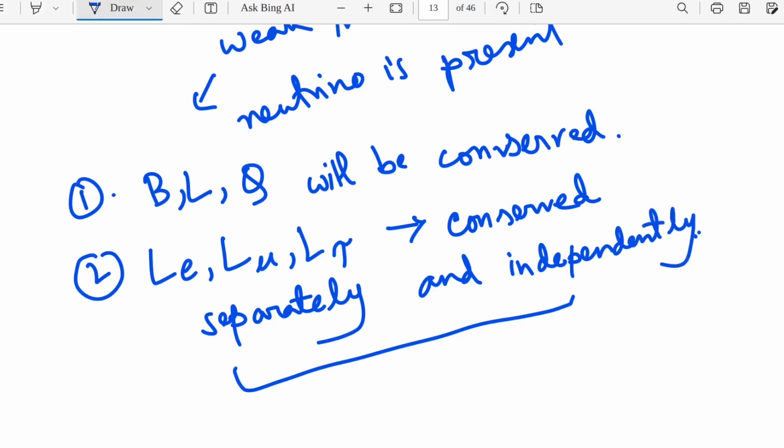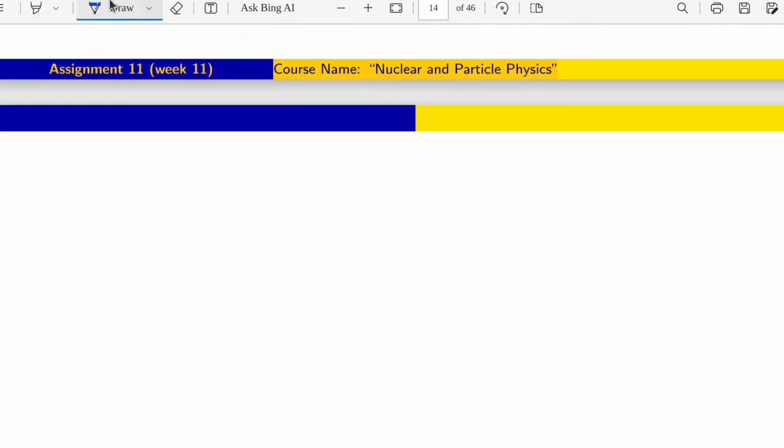So what is the meaning of this basically? First of all, B means baryon number, L lepton number, and Q is electromagnetic charge. So baryon number, lepton number, and electromagnetic charge should be conserved in any nuclear reaction. That is the very basic criteria for any type of nuclear reaction. And the second one means Le, electron type lepton number, Lμ, muon type lepton number, and Lτ, tau type lepton number, should be conserved separately and independently.